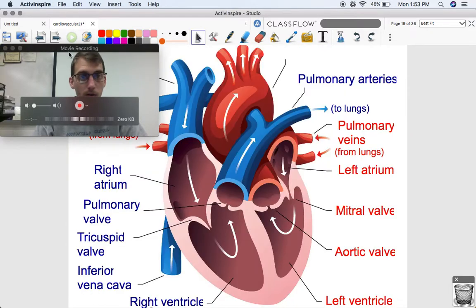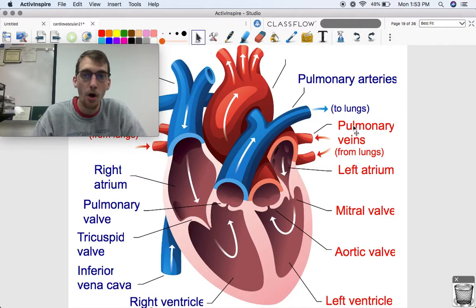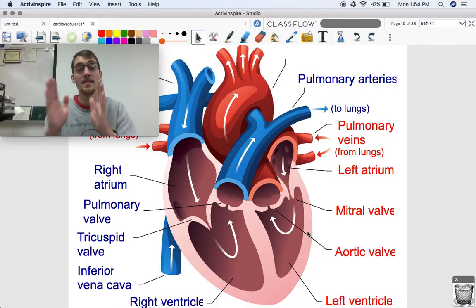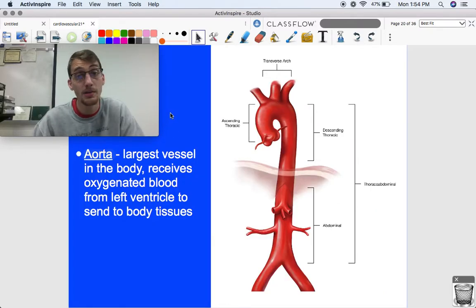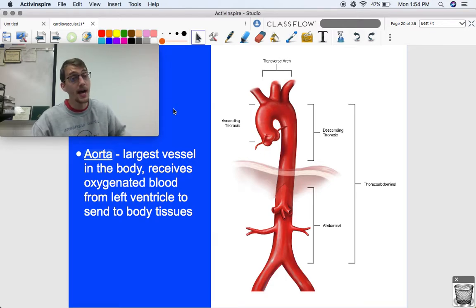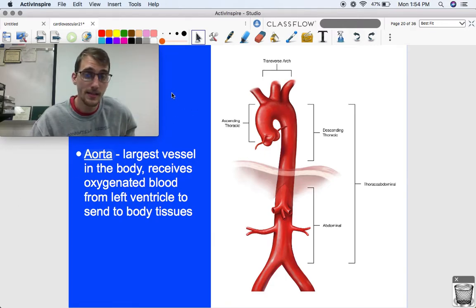All right, so here's our diagram once again. Our pulmonary veins brought in that oxygenated blood from the lungs, collects in the left atrium. The mitral valve opens up, allows that blood to enter into the left ventricle. Mitral valve closes to prevent backflow, okay? And then the left ventricle contracts, squeezes that oxygenated blood through the aortic valve and out to the aorta, which is the largest vessel in the whole body. It receives oxygenated blood from the left ventricle and it sends it to body tissues, right?